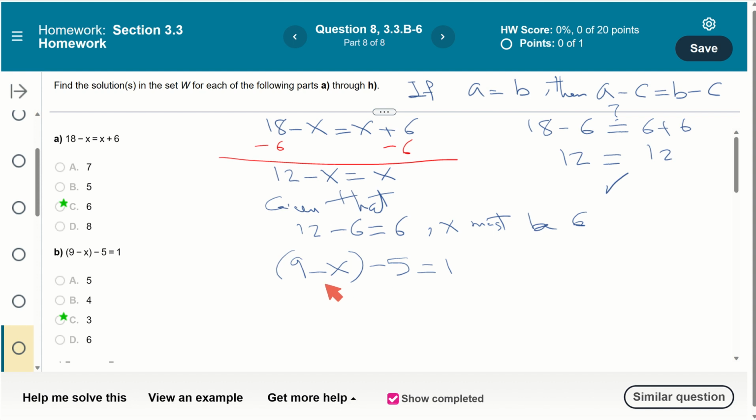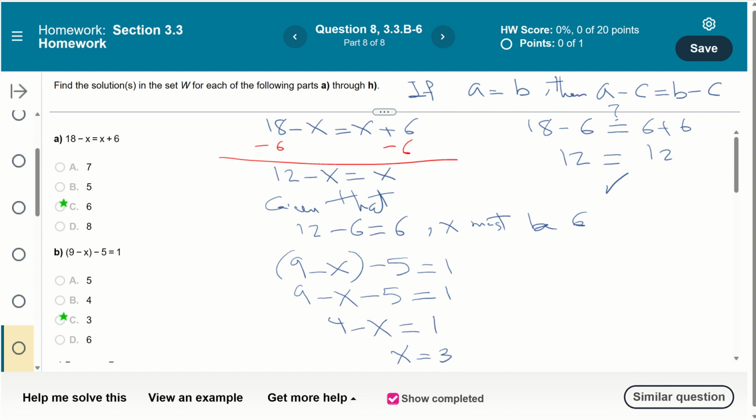Now, of course, we can go ahead and notice that using associative properties and commutative properties, we can move these numbers around, and for all practical purposes, we can drop those parentheses. And by regrouping, we can take care of the 9 minus 5, which gives us 4. So we have 4 minus x equals 1. So now we ask ourselves, what number do we need to take away from 4 to get 1? And of course, that would be 3.